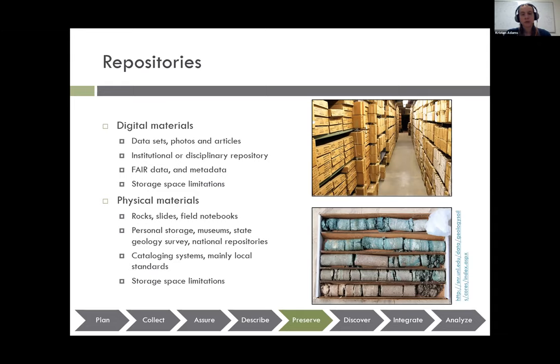A lot of those get stored in personal storage. Some of them sometimes go to museums or state geological surveys or other kinds of repositories. And the cataloging systems are mainly local standards, just because of the diversity of specimens that you have, it's just easier to do it that way. And that's been happening for a lot longer than the digital files. And one of the issues we run into for either the digital stuff or the analog stuff is that there's space limitations.